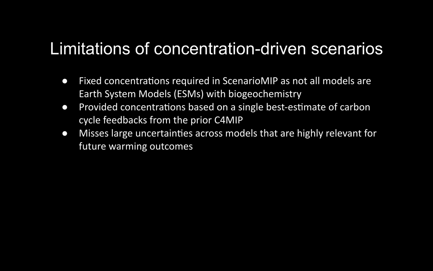And why this is a problem is that while it includes a single best estimate of carbon cycle feedbacks, albeit a little dated one, it misses large uncertainties across the models that are highly relevant for future warming outcomes. There are large enough uncertainties in carbon cycle feedbacks that when included, you get a much wider range of warming than you otherwise would if you just used fixed concentration scenarios. And these really should be taken into account in a lot of our assessments.